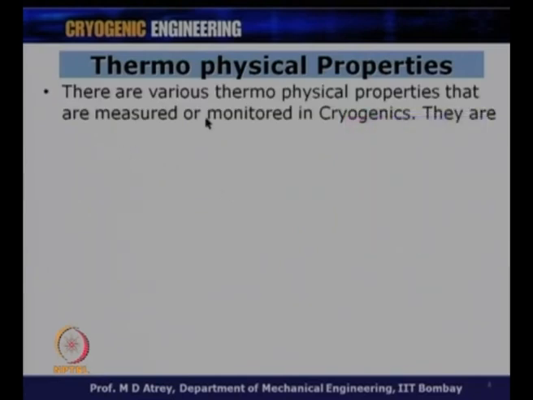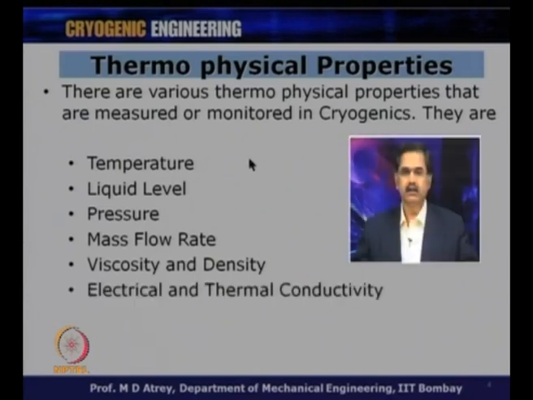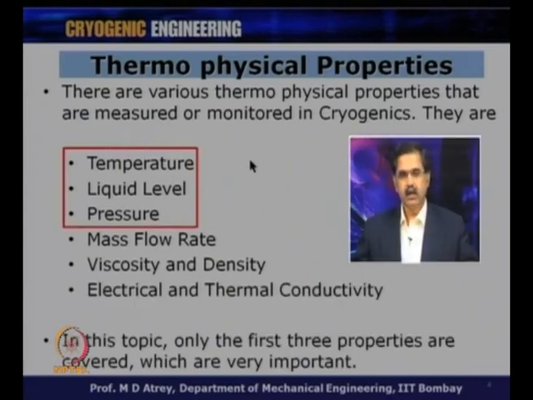So, there are various thermophysical properties that are measured or monitored in cryogenics, and they are, we know, temperature, liquid level, pressure, mass flow rate, viscosity and density, electric and thermal conductivity. Out of which we had said that we would see temperature, liquid level and pressure in detail, because these are the three which are normally used in all cryogenic experiments. We have already dealt with temperature and liquid level, and this particular lecture is going to be on pressure measurement in cryogenic engineering.